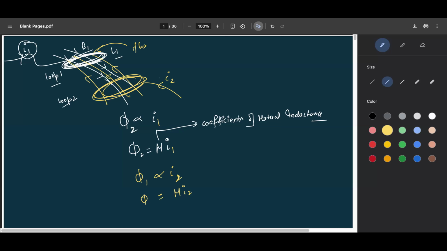Now you'll say, sir, is it possible to have the same value? Yes. Basically, what is mutual inductance? Mutual inductance is a coefficient which is a constant value for any two loops.